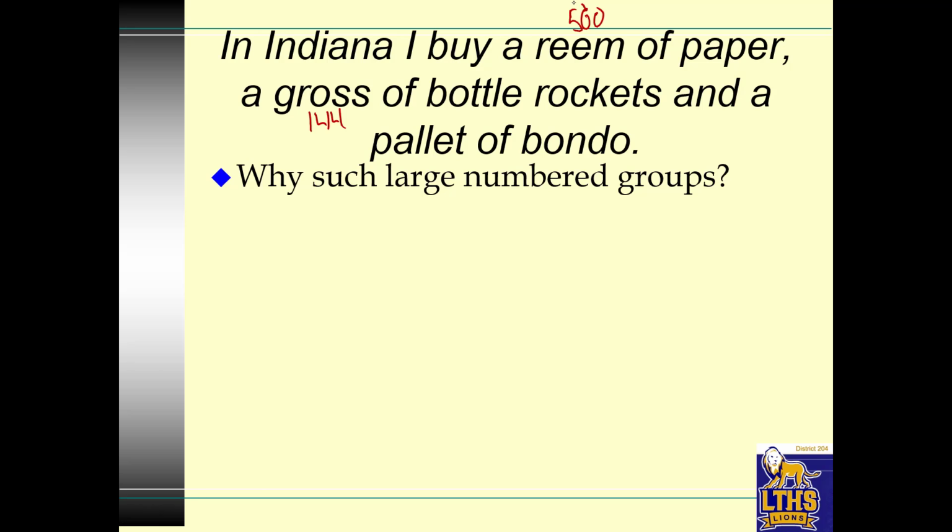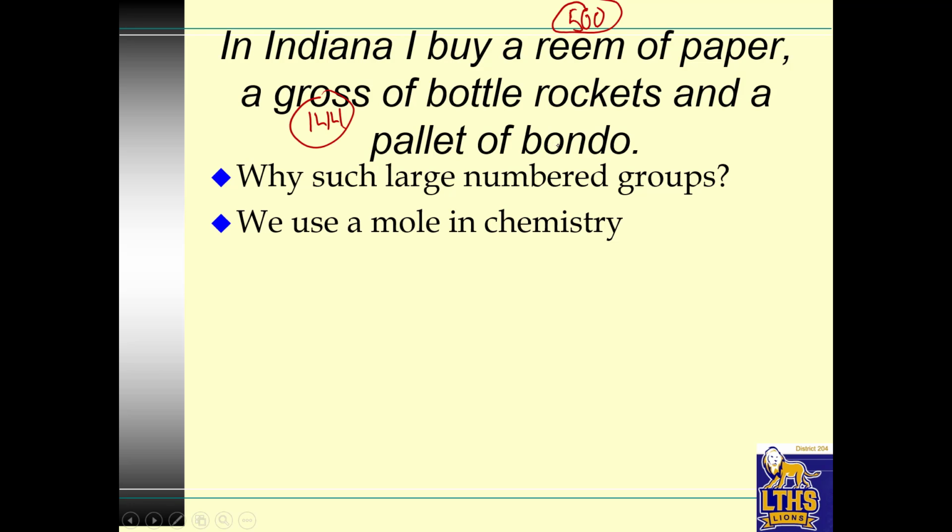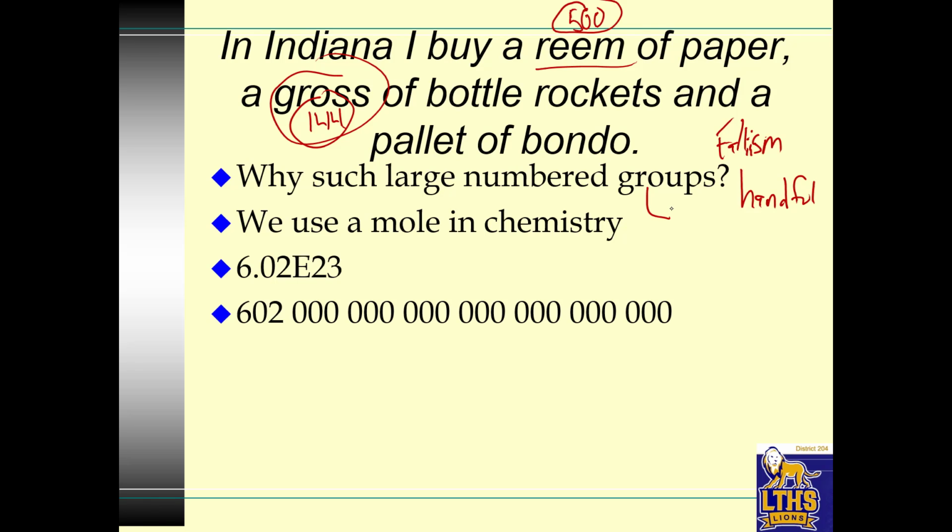But why are these numbers of 500 and 144, why are they such large numbered groups? Now, this is a Mr. Follyism. I made this up, okay? I think it's about a handful. A ream of paper fits in your hand. A gross of bottle rockets fits in your hands. Why such large number of groups? To get a handful, because they are small.